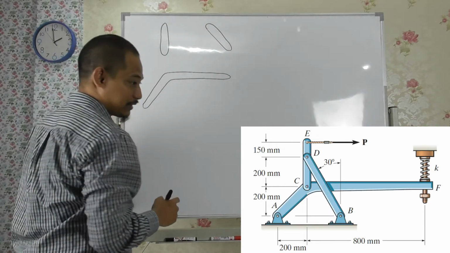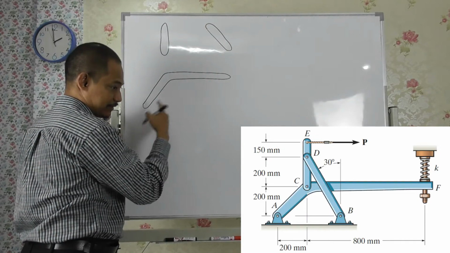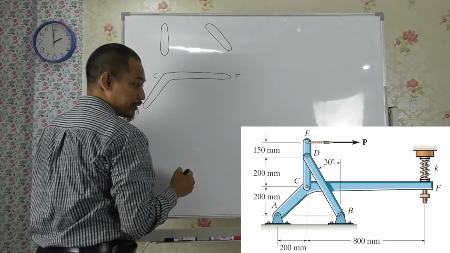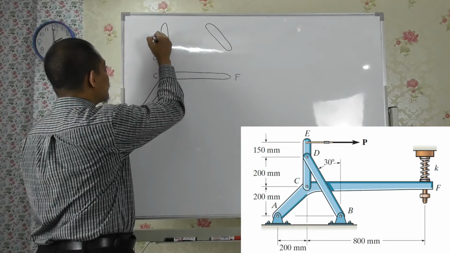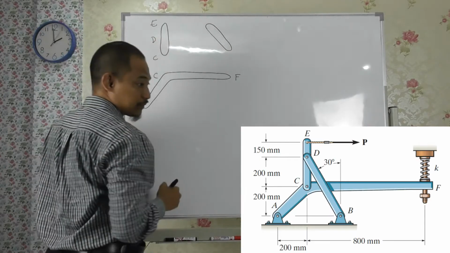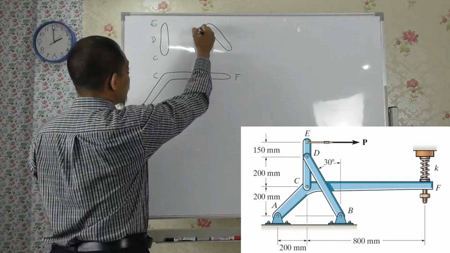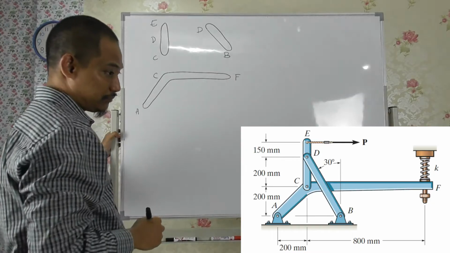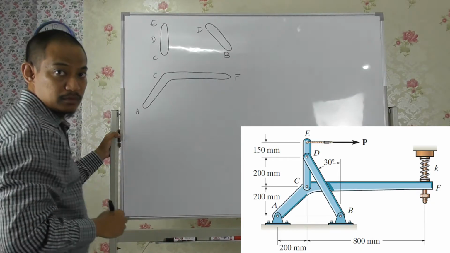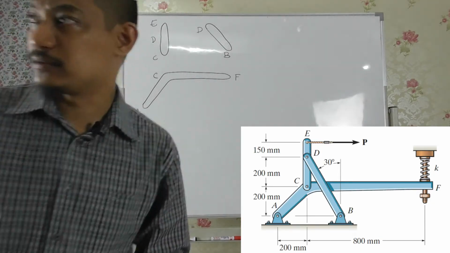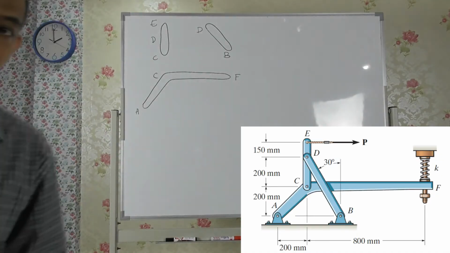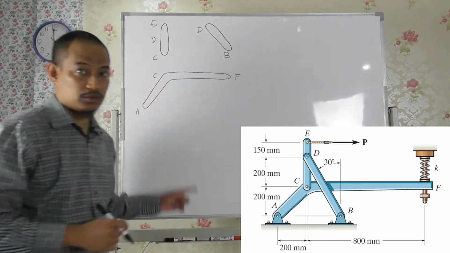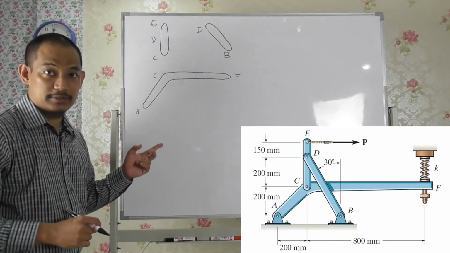something like that. So basically this is ACF here, and then this is CDE, and then this is DB. Okay, is this glare better? Okay, so these are the 3 members.